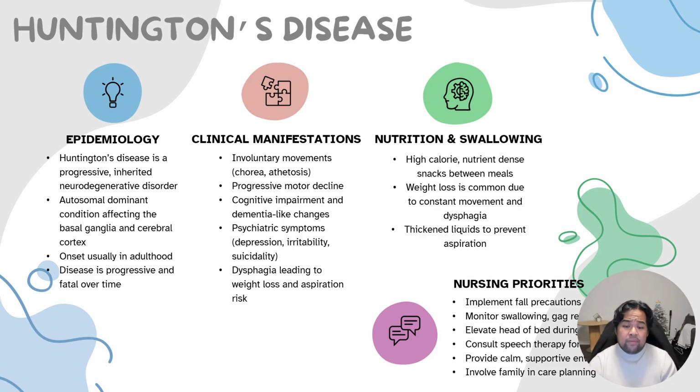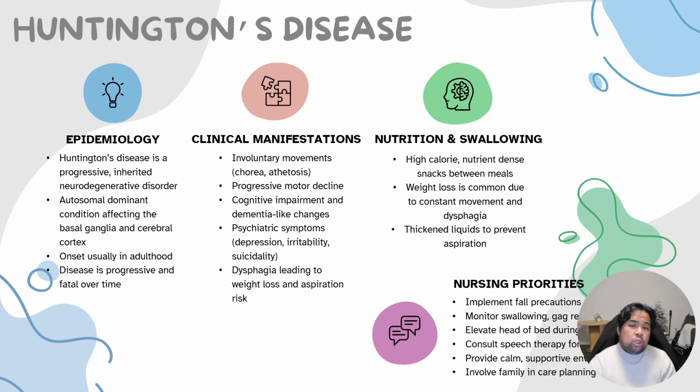The clinical manifestations for this: they have involuntary movements, or chorea and athetosis, right? They have a progressive motor decline. They might have impairments like dementia-like changes. Obviously, when they have these kinds of diseases, they're prone to being depressed, irritable, or even suicidal. And then dysphagia leads to weight loss because they can't swallow, right?